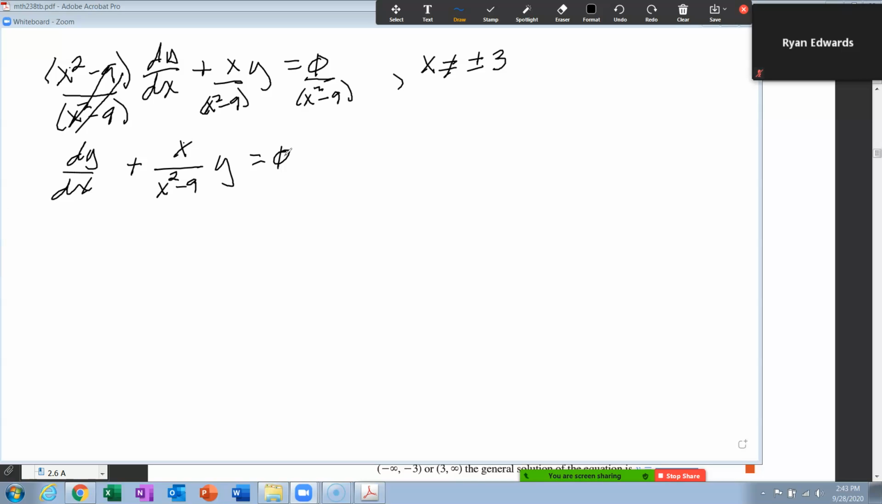Now, what's the first thing we do once we get it in standard form? We find our p of x. And p of x is the coefficient function of y when we have it in standard form, when we have this in as a coefficient of 1. And what are we going to do with it? We're going to integrate the p of x. So the integral of that p of x, which would be x over x squared minus 9 dx. That's what we're going to do. That's integrating p of x.